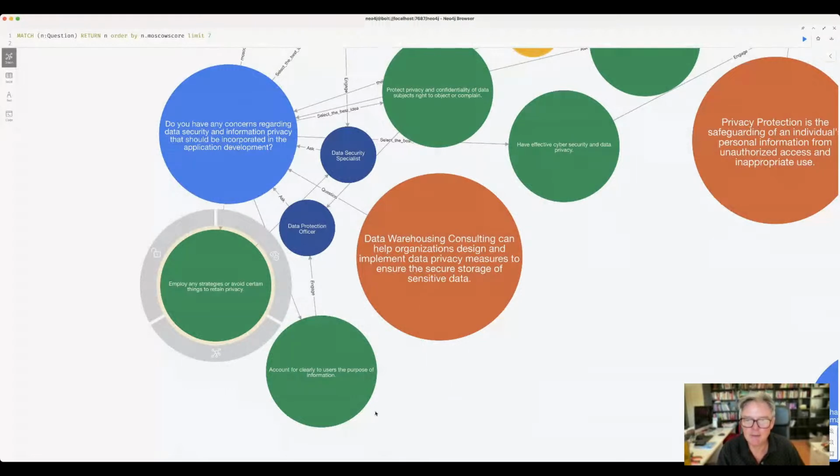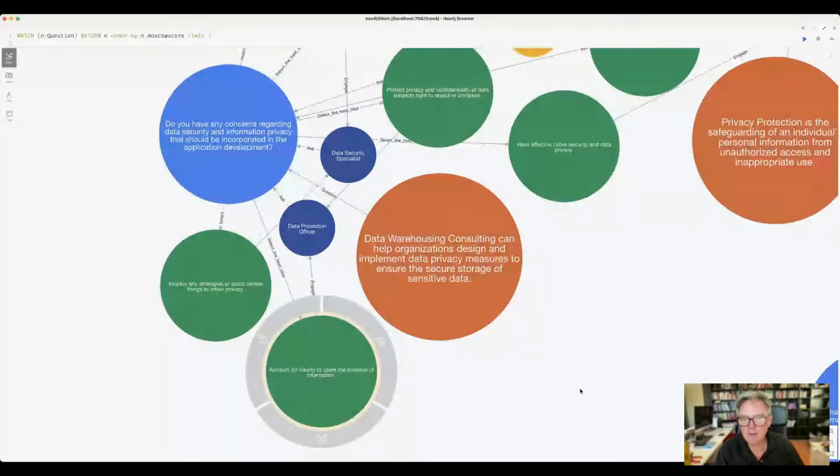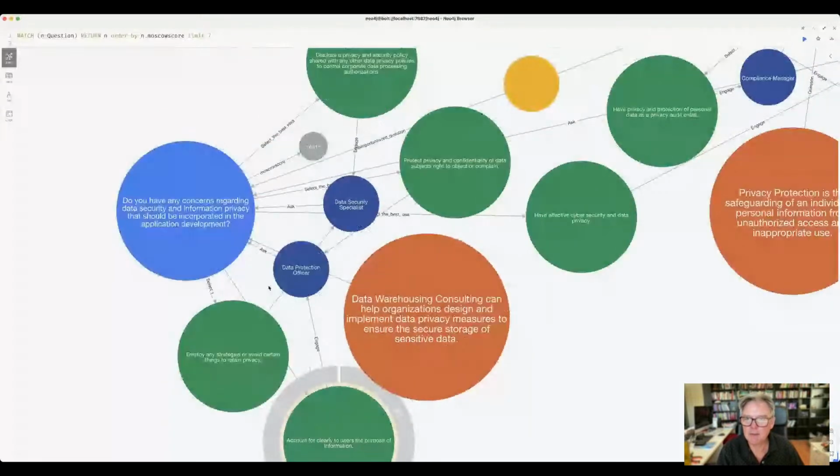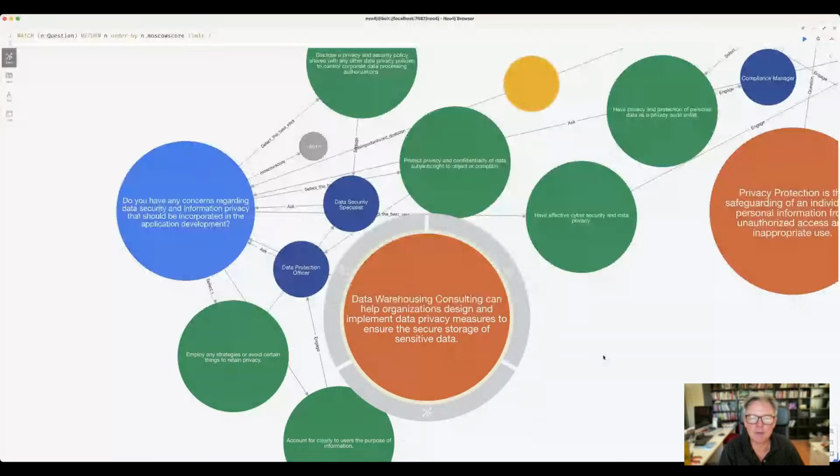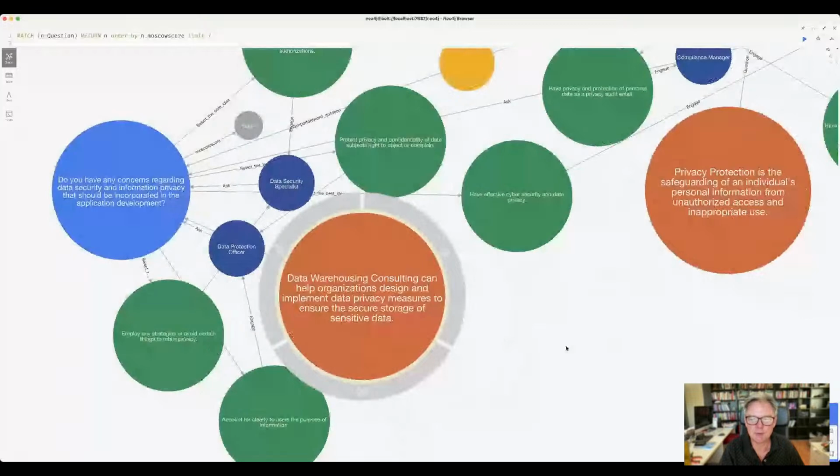Account for clearly to users. How do you account for clearly to users the purpose of the information that you're gathering actually? Do you have any concerns regarding data security and information privacy that should be incorporated in the application development when you're starting out to develop an application or when you're doing an application audit? These are the people related to that, the data security specialist and the data protection officer. And it relates to data warehousing, the saving of data in your organization and using it. And use data warehousing consulting to help organizations design and implement data privacy measures to ensure the secure storage of sensitive data. All right, that was question number 2.